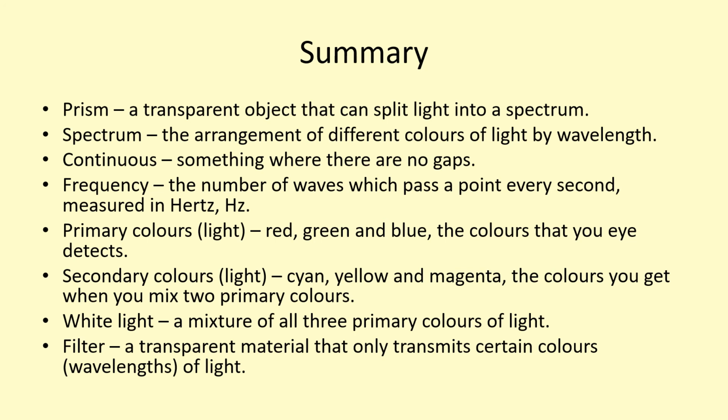The primary colours of light are red, green and blue. They're the colours that your eye detects. They're the colours of those cone cells. The secondary colours of light are cyan, yellow and magenta. They're the colours that you get when you mix two primary colours of light. White light is a mixture of all three primary colours, and a filter is a transparent material that only transmits certain colours or wavelengths of light.